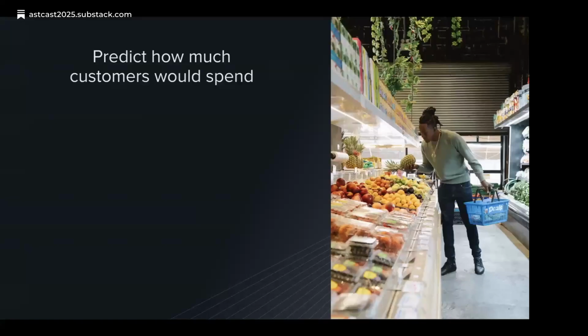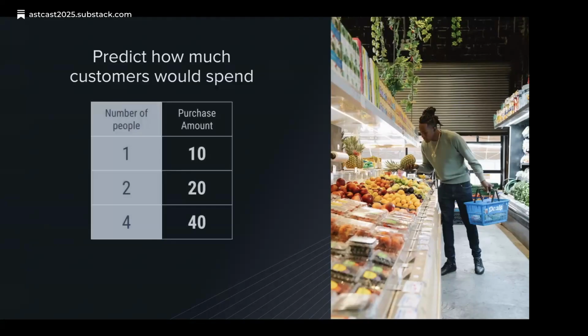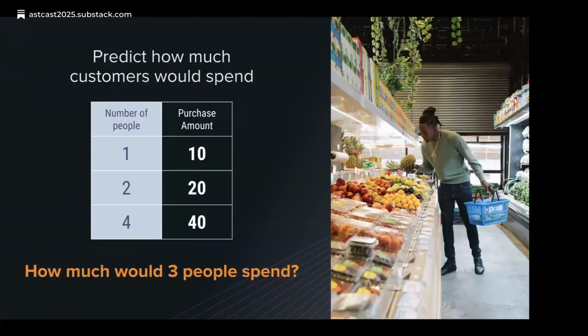So let's say that we get hired by this grocery store chain, and the CEO says, your job is to use AI to predict how much customers would spend. This is the data set that you're given. One person came in, spent 10 bucks, 2 people 20, 4 people 40, awesome. So the question is, how much do you think 3 people would spend?